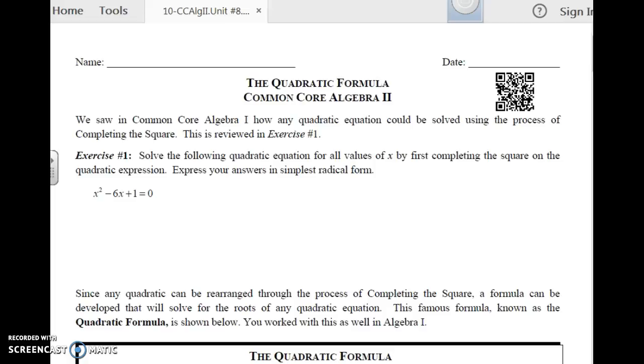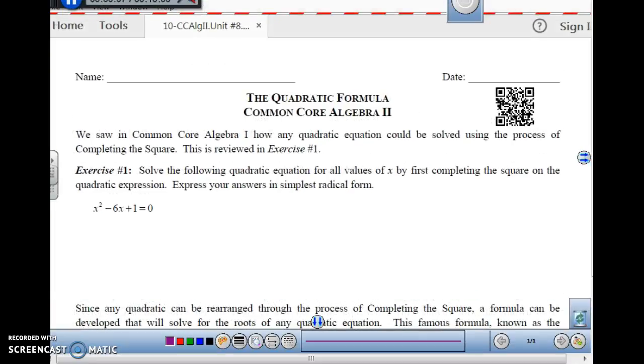This is Algebra 2, Unit 8, Lesson 6 on the quadratic formula. Now, back in Algebra 1, we did solving by completing the square and using the square root. So let's take a look at reviewing that for a second. Solve the following quadratic equations for all values of x by first completing the square on the quadratic expression. Express your answers in simplest radical form.